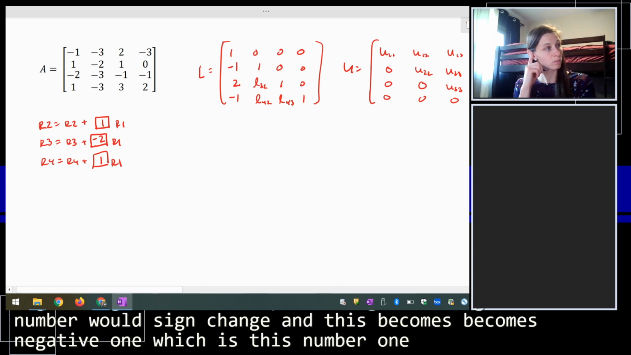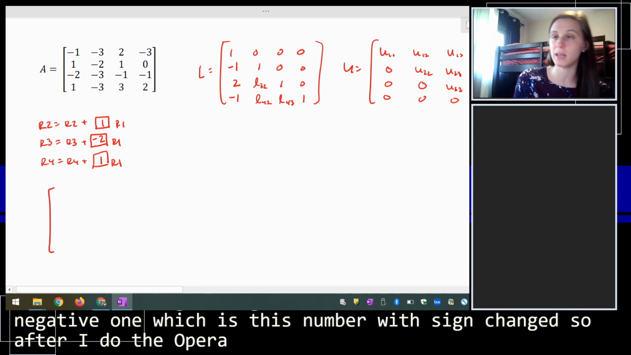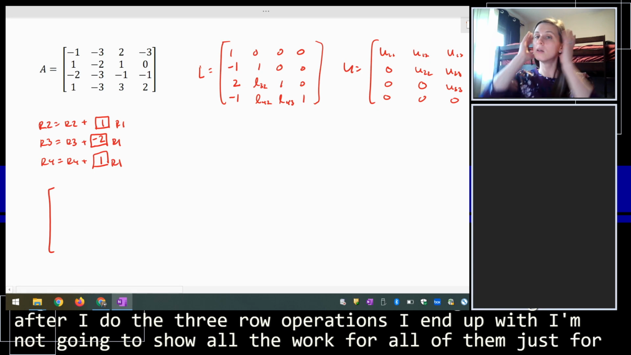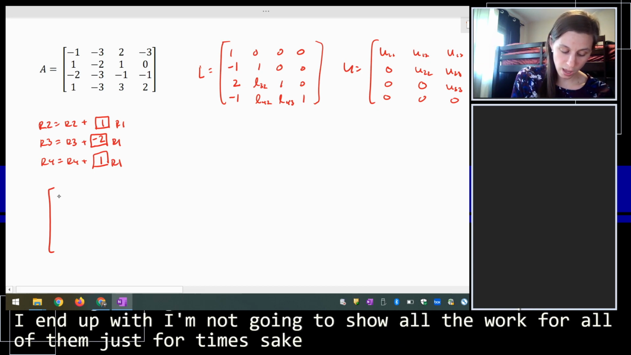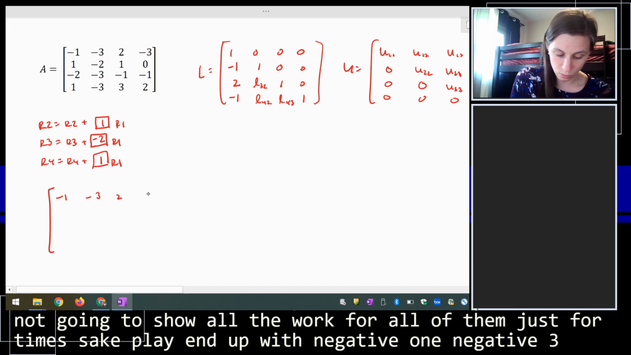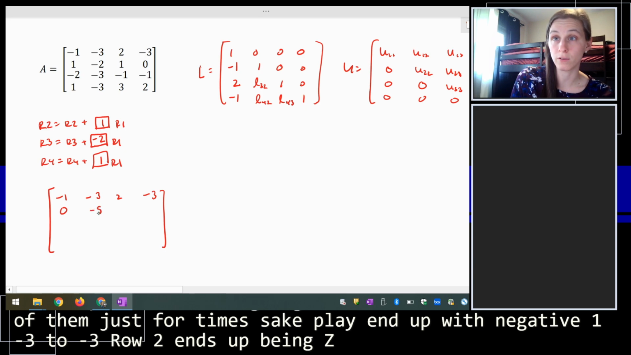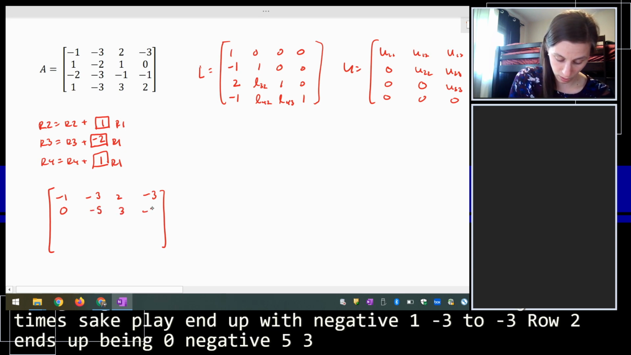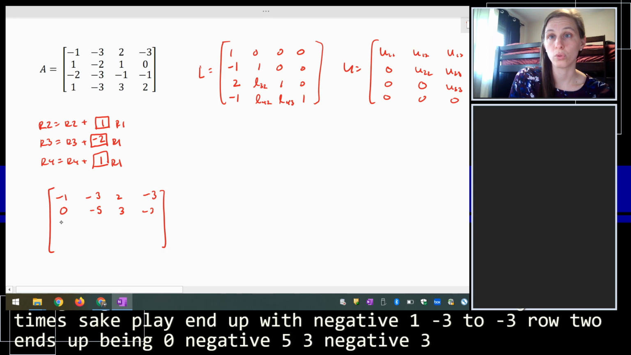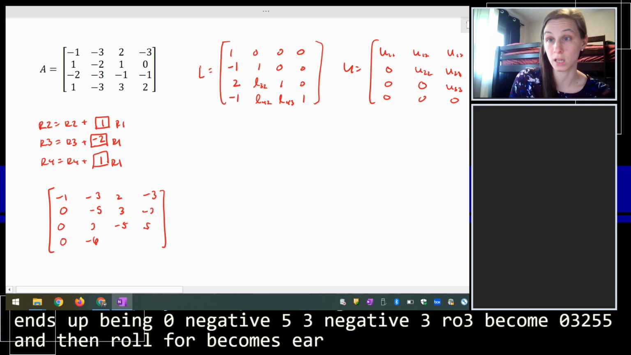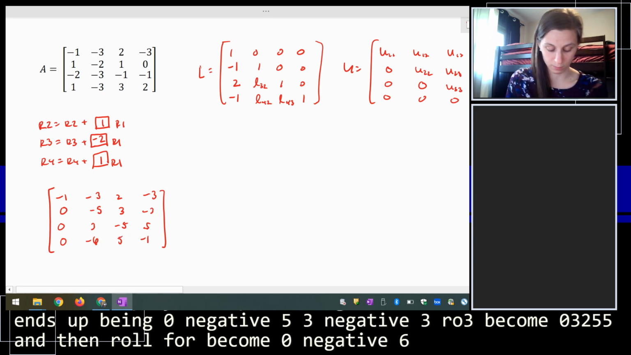So after I do those 3 row operations, I'm not going to show all the work for all of them, just for time's sake, but I end up with -1, -3, 2, -3. Row 2 ends up being 0, -5, 3, -3. Row 3 becomes 0, 3, -5, 5. And then row 4 becomes 0, -6, 5, -1.